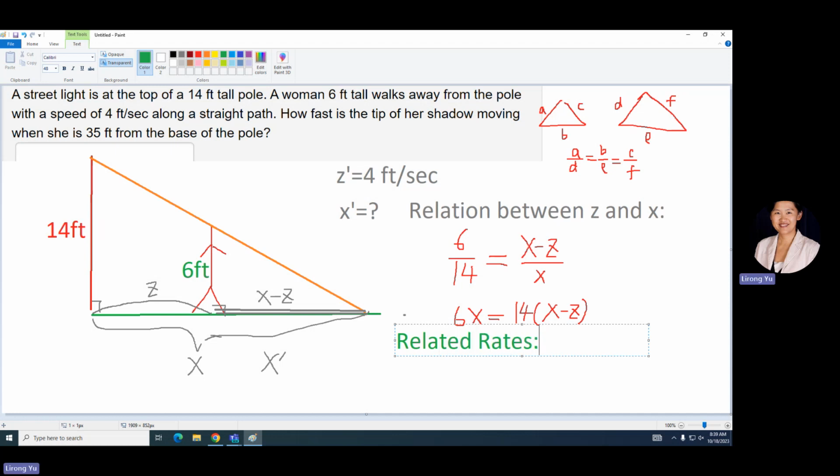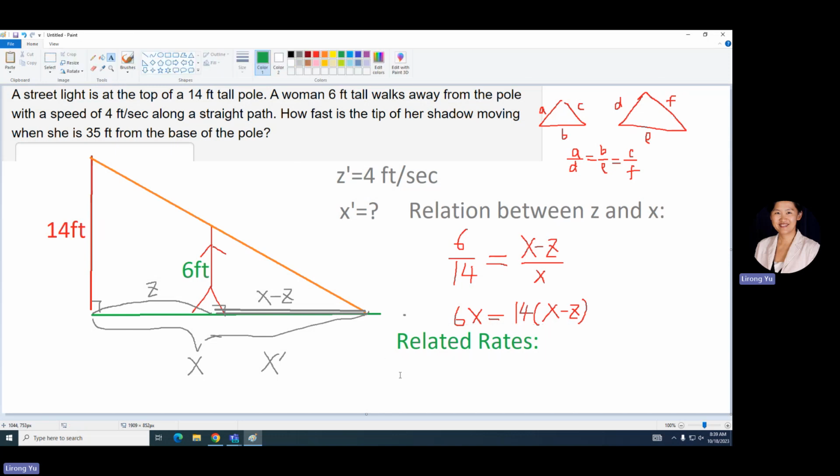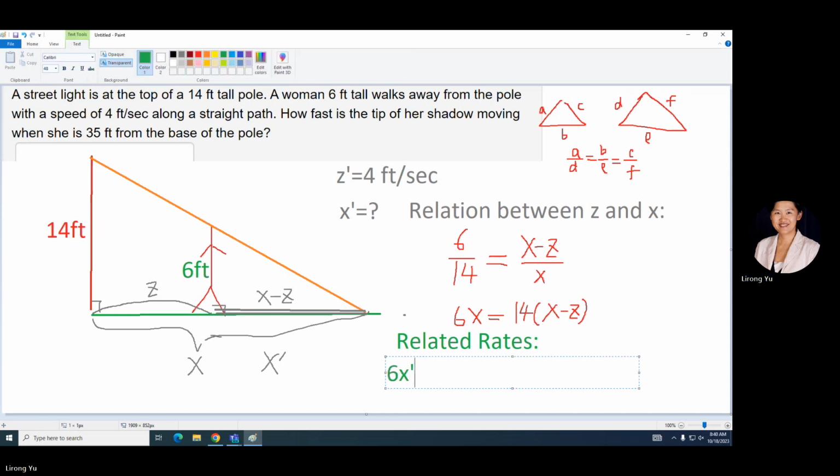Right. So we're going to find the derivative of the left side. 6 is a coefficient, so that will just be 6x prime. We're going to find the rates of the right side, and that's going to be 14 times x prime. Derivative of x is x prime. Derivative of z is z prime. That's direct differentiation. It looks a lot less complicated than what will happen if you have a division.